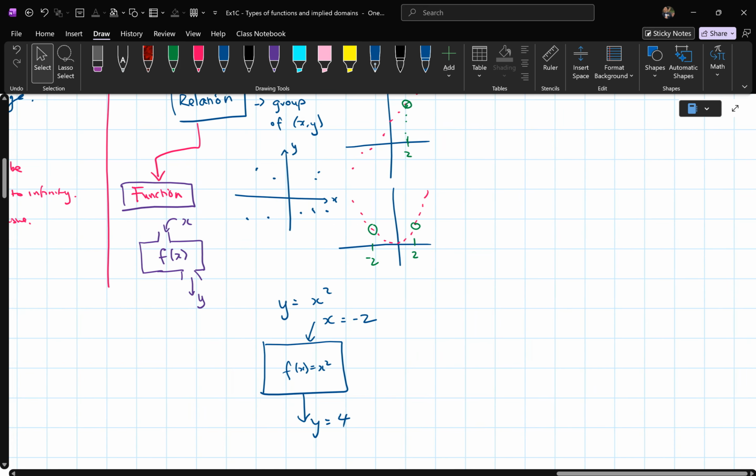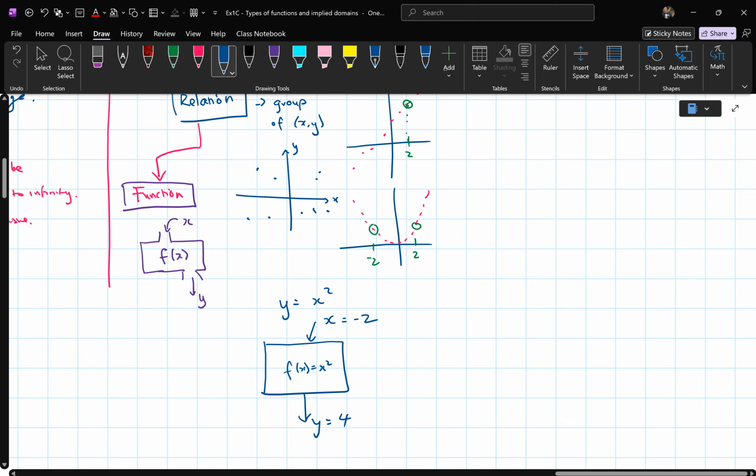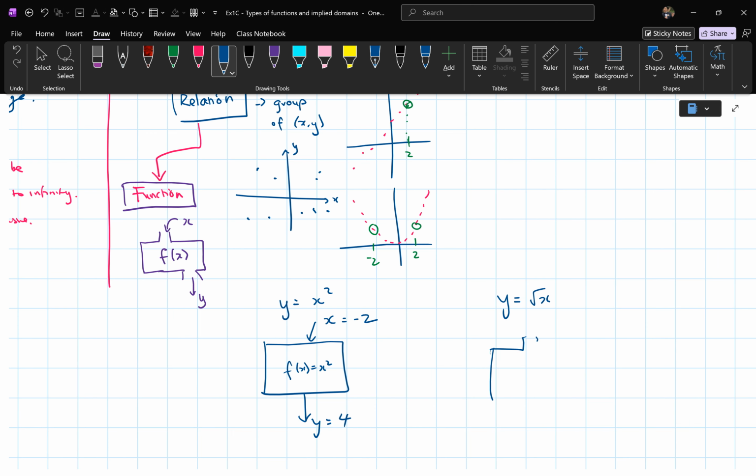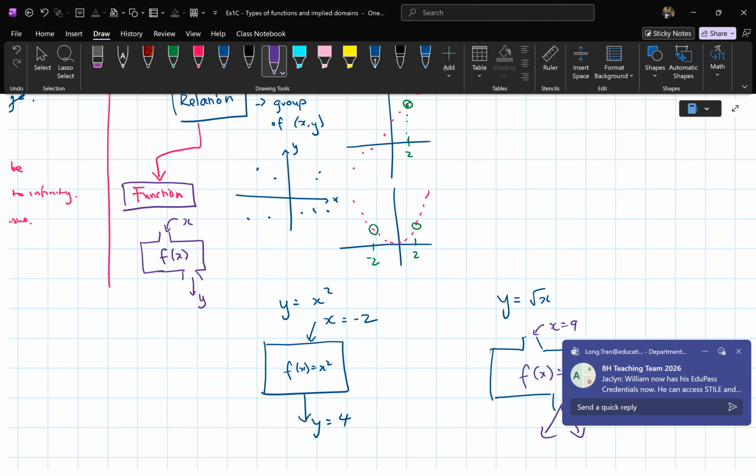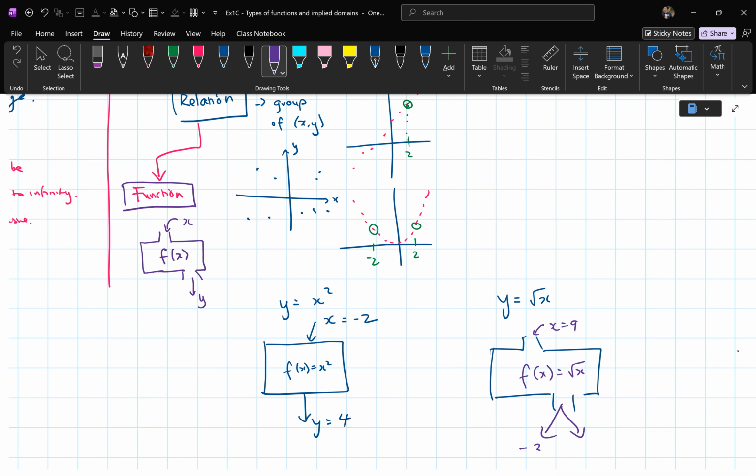What's an example that is not a function? Here we go. If I gave you y equals root of x, same idea. Let's draw another box. And if I said, now what is the square root of x when x equals 9? So if the function was root of x, the square root of 9 gives me what? Two possible answers. Plus minus 3. Beautiful. That's a problem. That's not a function. That's a relation.